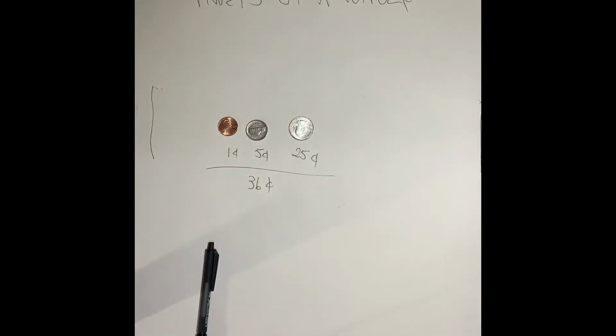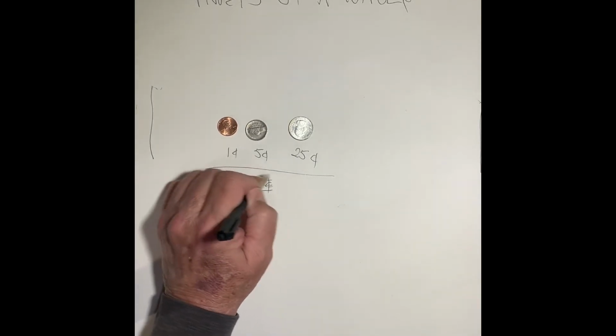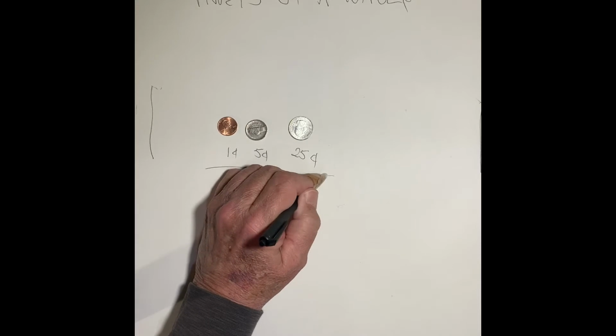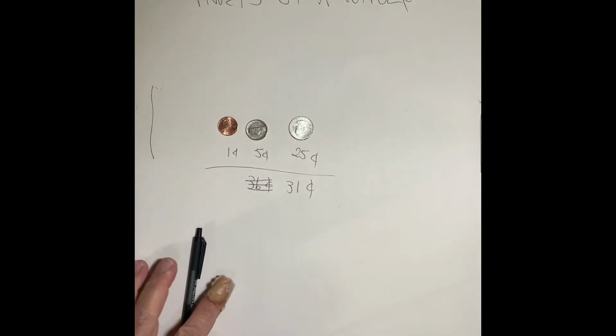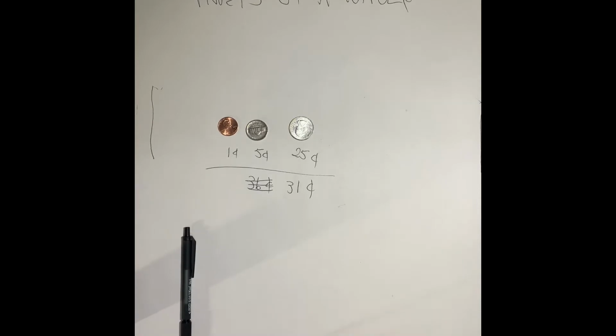I'm sorry, I was testing you. I wanted to see if you're paying attention. It's 31 cents. I usually have a dime. 31 cents. But this is one of those things that you know to do, but you don't really think about.